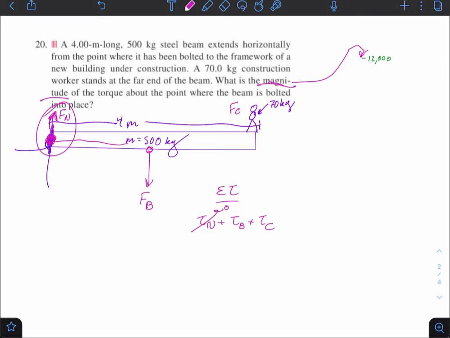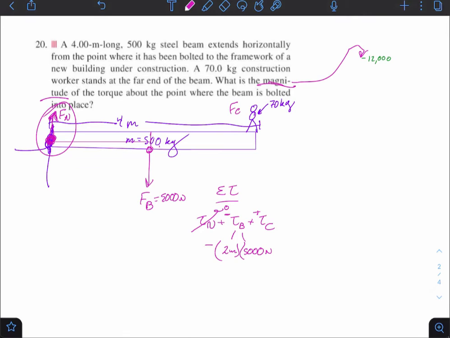The board, we can assume because it's a uniform board that its center of mass is at the halfway point, or the 2 meter mark. So 2 meters would be the radial arm. And the force would be the weight of it, which is 500 times 10, or 5,000 newtons. And, oh, I forgot to put in all my positives and negatives. This one's going to be negative because it's rotating clockwise.